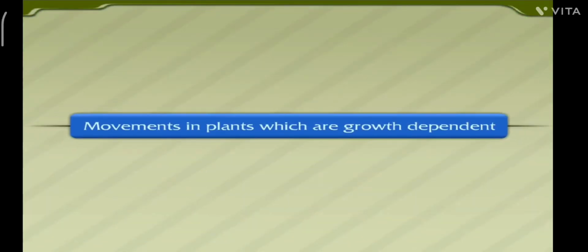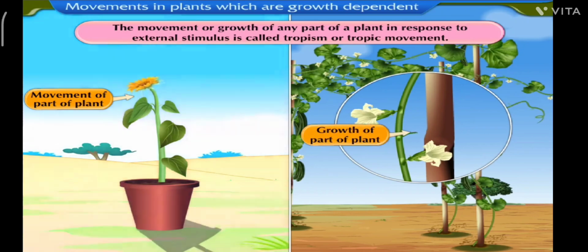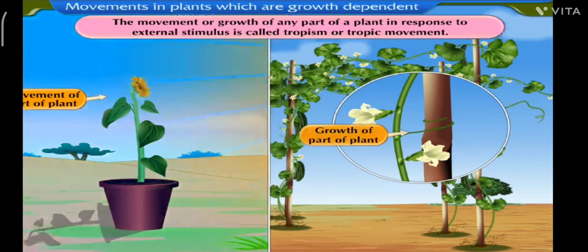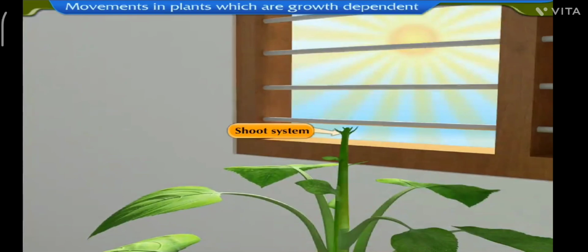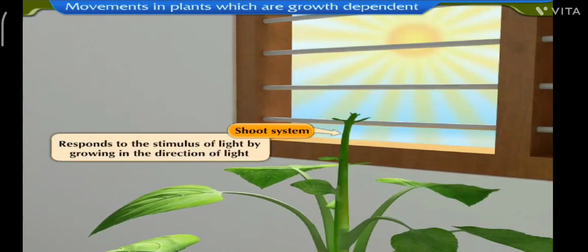Movements in plants which are growth-dependent. The movement or growth of any part of a plant in response to an external stimulus is called tropism or tropic movement. The reaction of a tendril is thus a tropic movement in response to the stimulus of touch. The shoot system of any plant responds to the stimulus of light by growing in the direction of light.